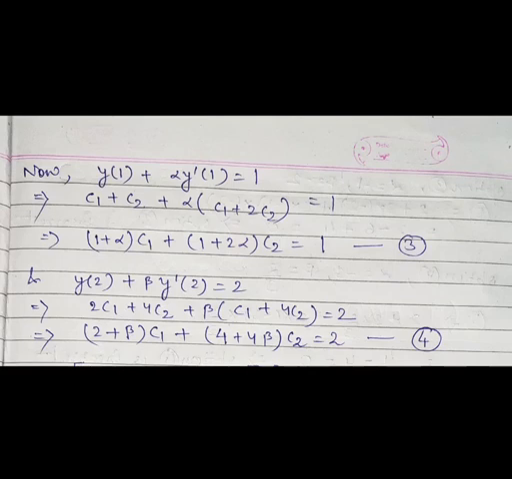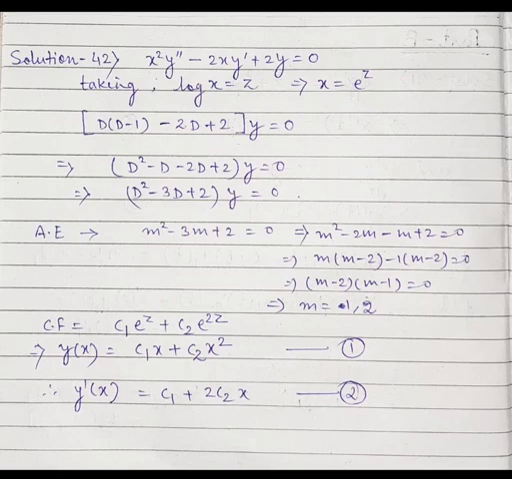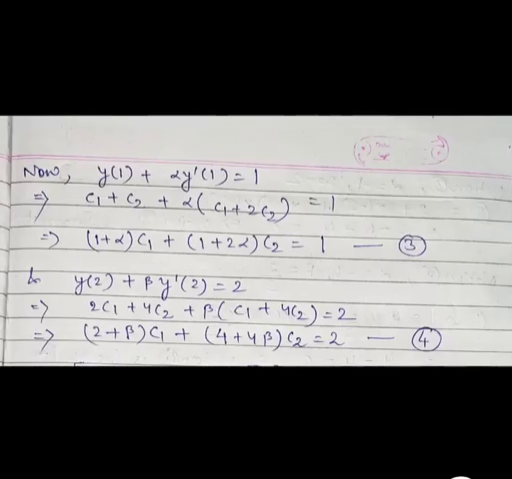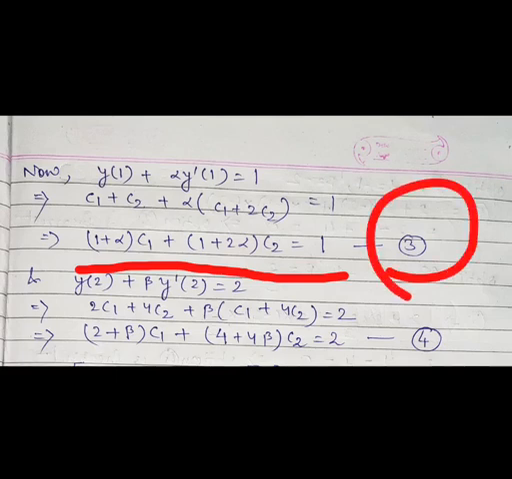Now we will put the value of 1 in y(x) = C1 x + C2 x² to get C1 + C2 + alpha(C1 + 2 C2) = 1. Further solving, we can have (1 + alpha) C1 + (1 + 2 alpha) C2 = 1. We have taken out C1 and C2 common, so let us denote this by equation number 3.